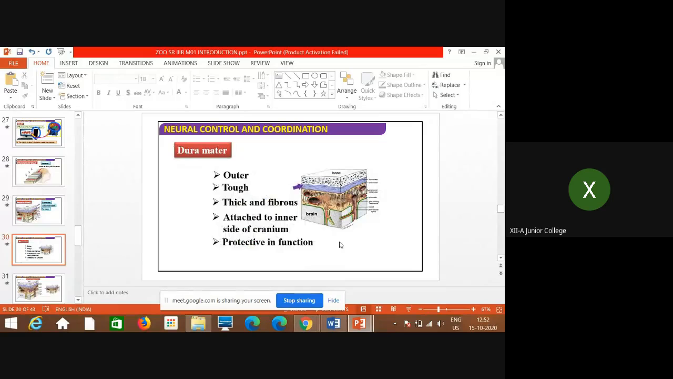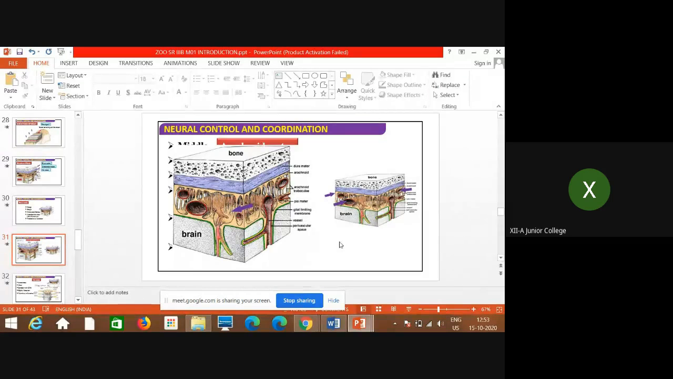The dura mater means this is the outermost, tough, thick, and fibrous layer, which is attached to the inner side of the cranium, and the main function is what? Protection. So dura mater protects the inner parts like arachnoid and pia mater, and all the inner parts of the brain. So it is protective in function, the outermost tough layer attached to the inner side of the cranium.